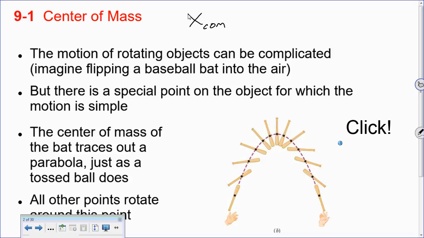If I throw a baseball, the baseball follows a parabolic path, right? But if you throw a hammer, the hammer flips through the air. The path that it follows looks really complicated. But it turns out that the center of mass follows exactly the path that you think it should, and the rest of the hammer rotates about that center of mass. So, the nice people at MIT made this little video to illustrate that.